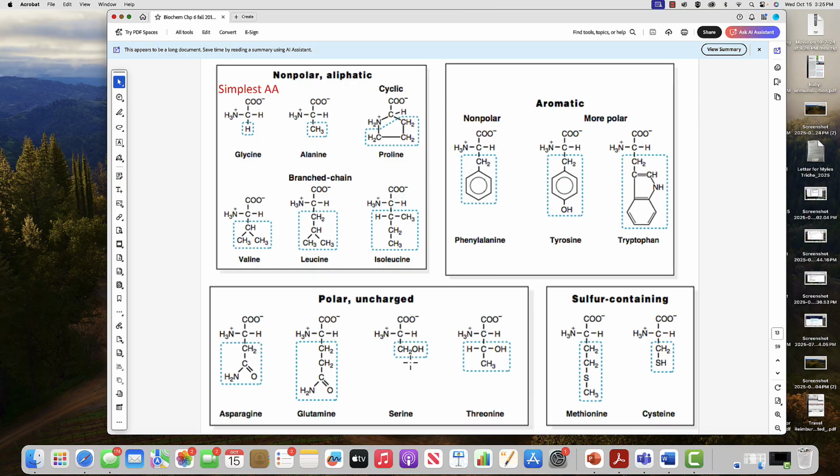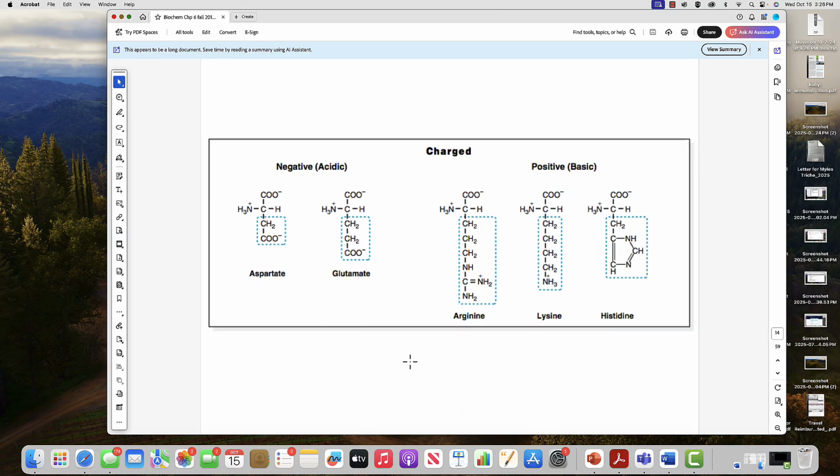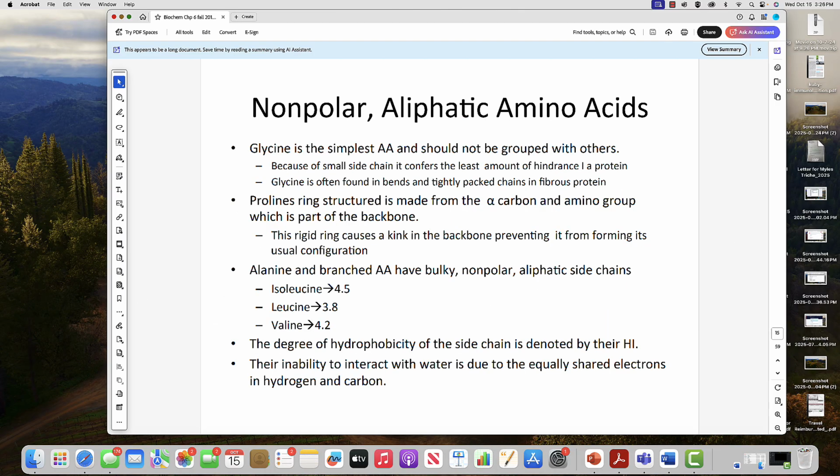There's only 2 amino acids that contain sulfur. You need to know these: methionine and cysteine. And then you have your charged amino acids, which either can be negative, acidic, or positive, basic, and they are here as well. And you'll see the positive or basic are even larger in size. Alrighty.